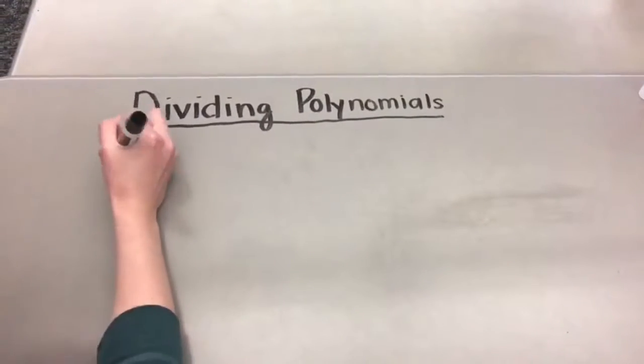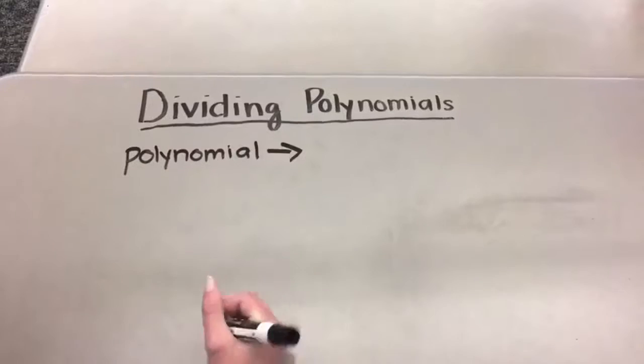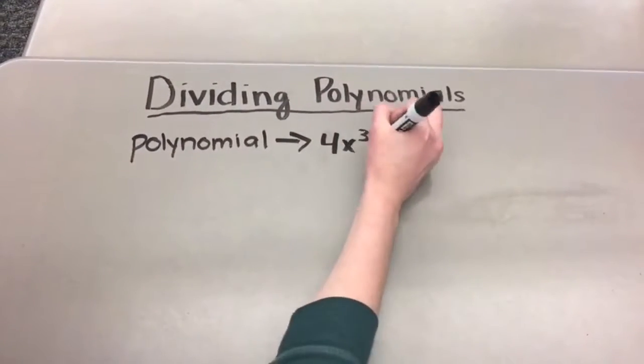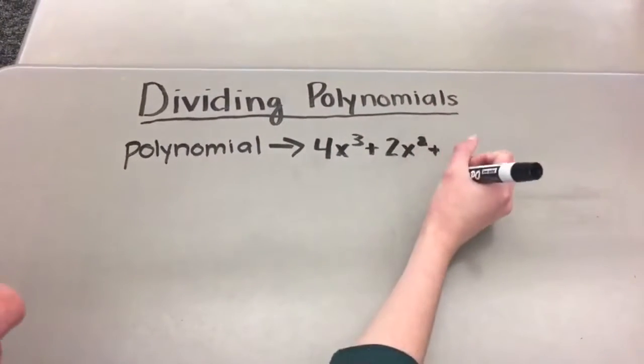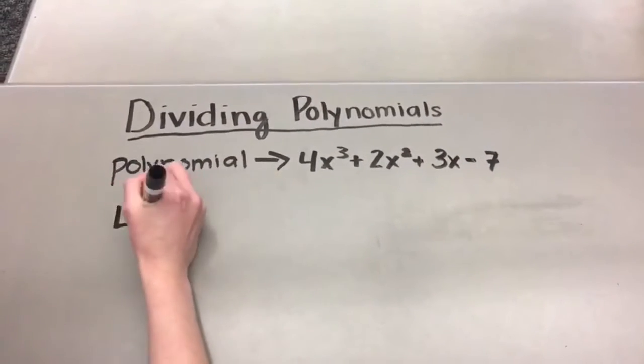Hello, today we're going to go over how to divide polynomials. A polynomial is an expression of more than two algebraic terms. For example, 4x cubed plus 2x squared plus 3x minus 7. There are two ways to divide a polynomial, long division and synthetic division.